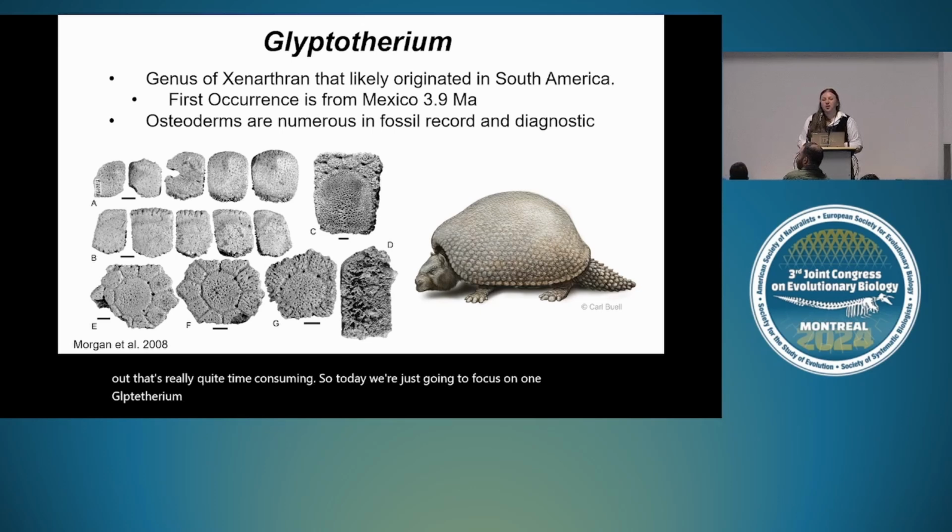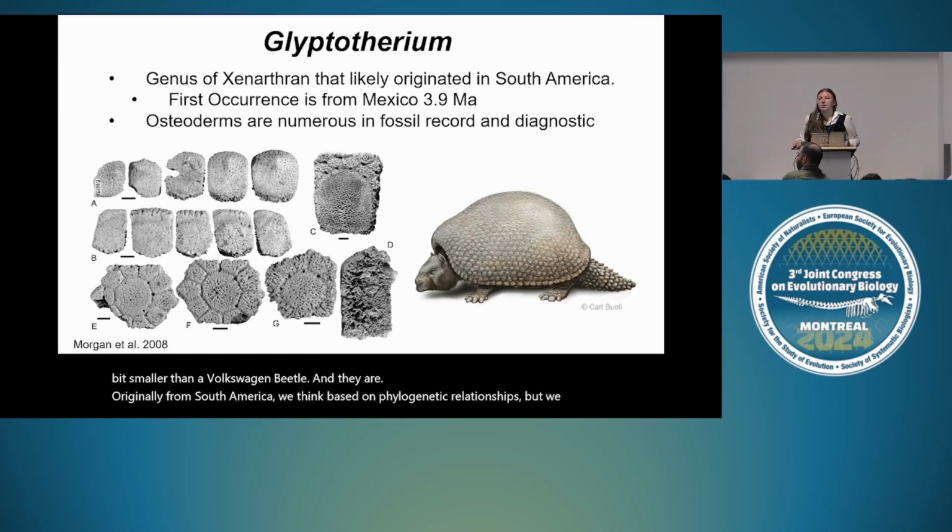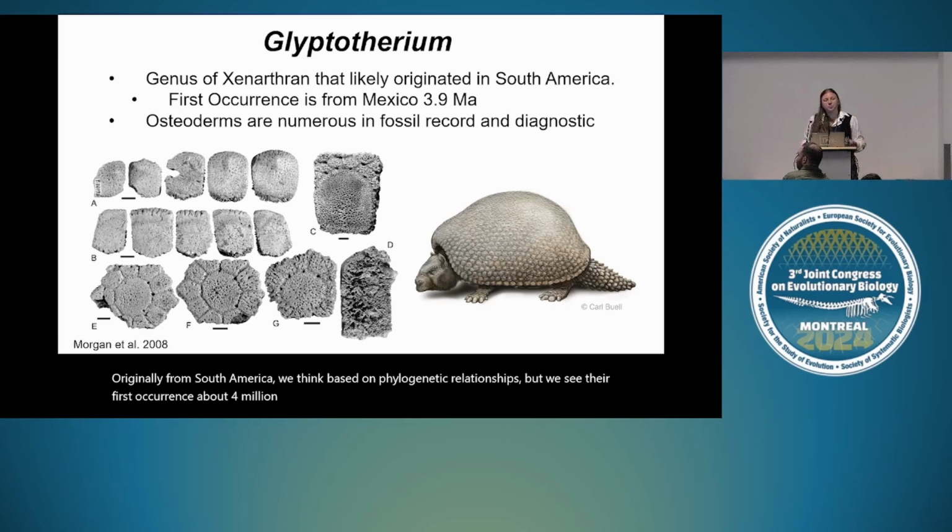They are a relative of armadillos, quite large, weigh a couple tons, just a little bit smaller than a Volkswagen Beetle. And they are originally from South America, we think, based on phylogenetic relationships, but we see their first fossil occurrence about 4 million years ago in Mexico. And one of the reasons I chose this group is because they have these really distinct osteoderms, which you can see over here on the left, which allow us to get a good taxonomic ID to genus and species. And they're also quite numerous because, as you can see, they're making up this whole shell here.